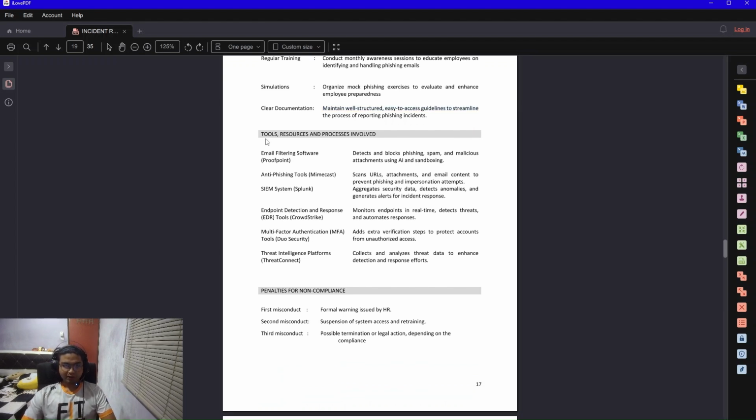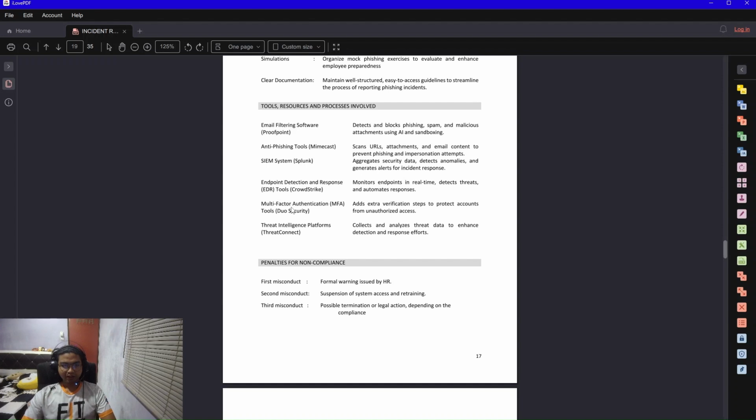The tools, resources, and processes involved in this testing are email filtering software, anti-phishing tools, SIEM system, endpoint detection, multi-factor authentication (MFA) tools, and threat intelligence platforms.